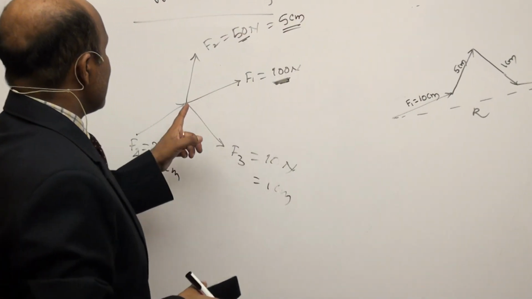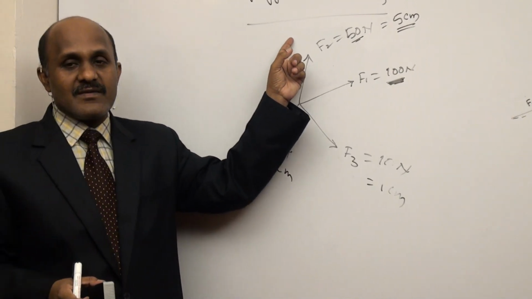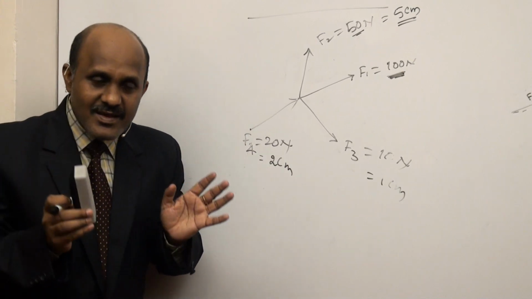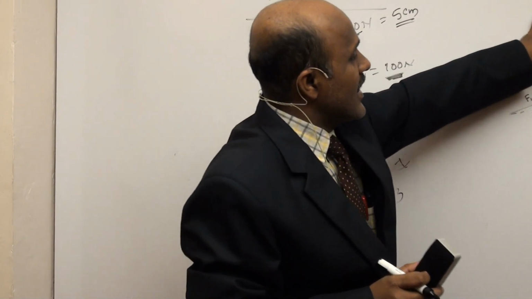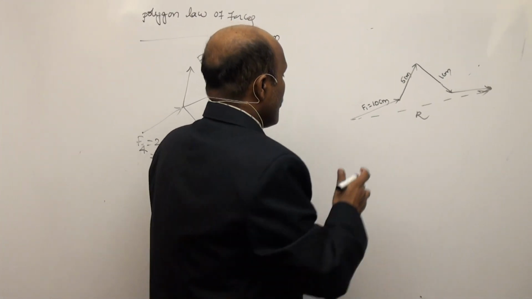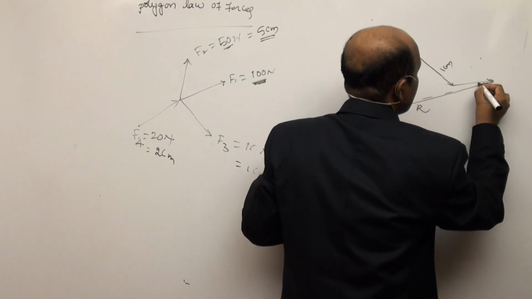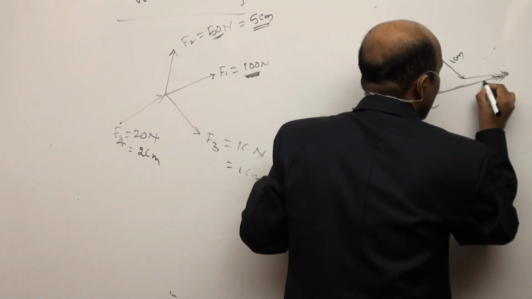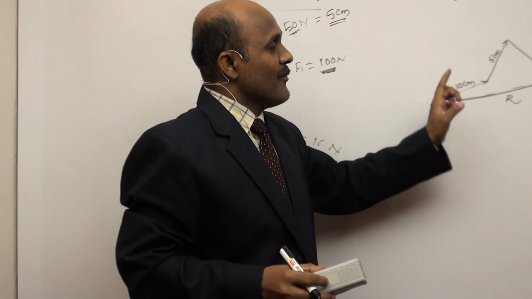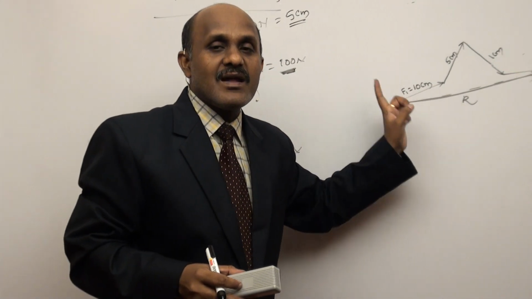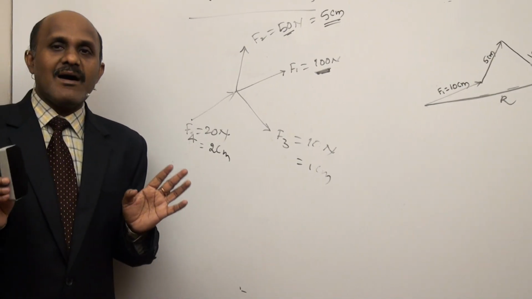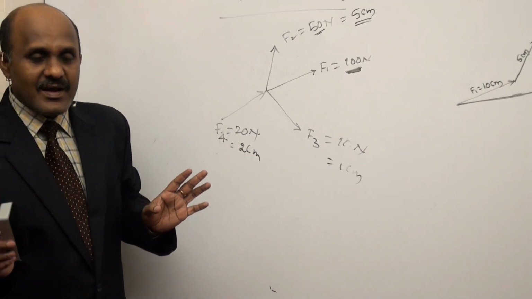Whenever a number of forces are acting at a point, and they are taken as adjacent sides of a polygon in order, the closing side of the polygon represents the resultant of all the forces, but it is acting in the opposite direction of all the forces. So this is the polygon law of forces. Clear? All of you clear? Yes.